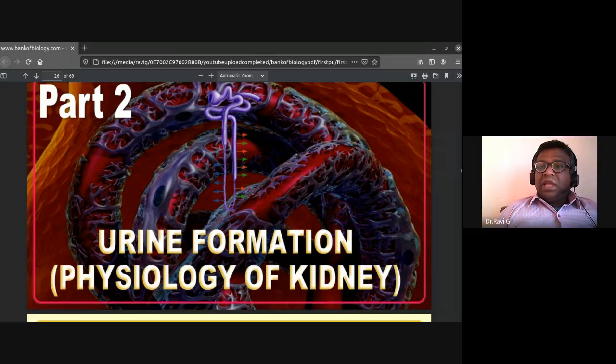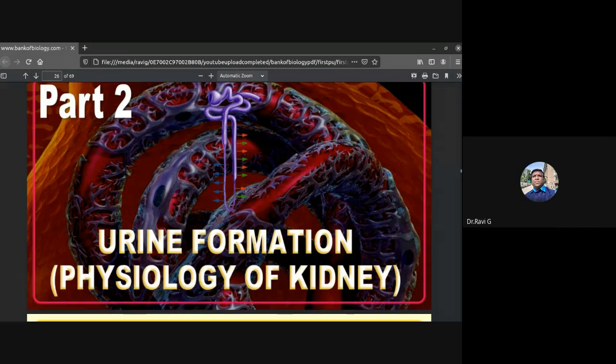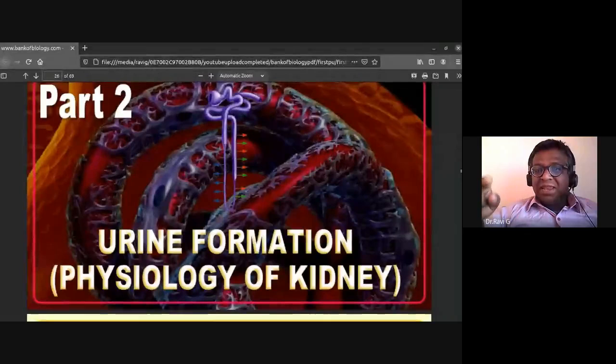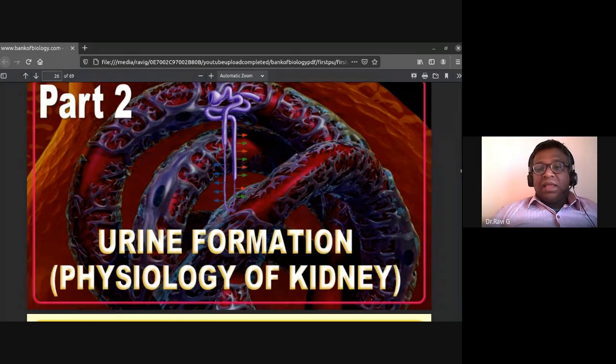See, the nephron has a glomerulus, which has a Bowman's capsule and a network of capillaries, which we call the glomerulus, that is the renal corpuscle. Then we have the renal tubules, which start with the proximal convoluted tubule. It proceeds to the Henle's loop, distal convoluted tubule, and to the collecting duct. So we have all these in the structure of a nephron.